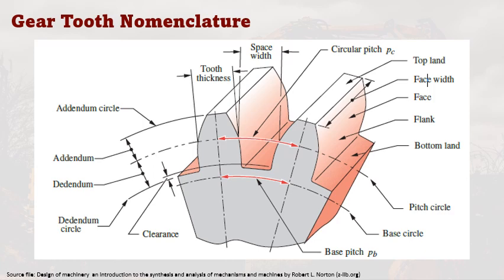The face width of the tooth is measured along the axis of the gear. The circular pitch is the arc length along the pitch circle circumference measured from a point on one tooth to the same point on the next. The circular pitch defines the tooth size, so that's why it's an important parameter. You can see also the other parts here in this gear tooth nomenclature.